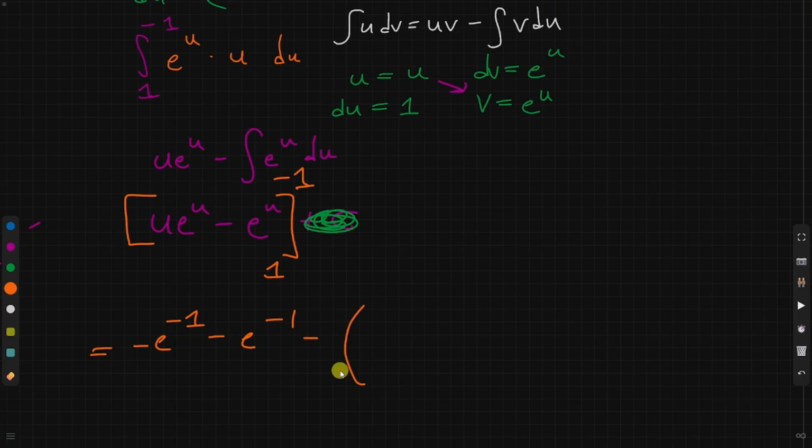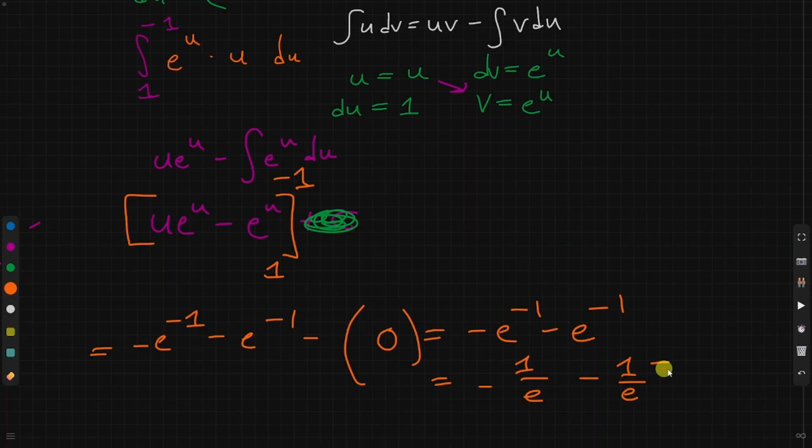And then we subtract. Now we evaluate this at u equals 1. At u equals 1, we just have 1 times e to the 1 minus e to the 1. That's just e minus e, which is 0. So we have minus 0. So now this is equal to negative e to the -1 minus e to the -1, right? And e to the -1 is just the same thing as 1 over e minus 1 over e. And we have our final answer as -2 over e.